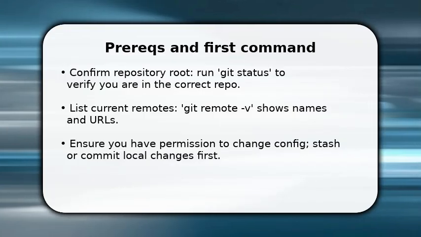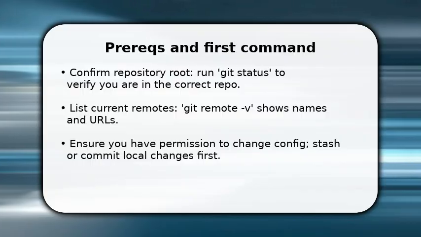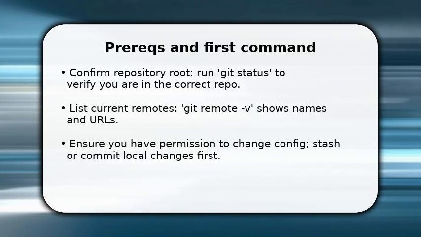You should be in the repository root and have changes saved. First, run git remote -v to see the remote named origin and its URL. Once done, confirm you have push or admin rights if needed, because removing a remote affects collaborators only when they update. Now execute the removal command, git remote remove origin.